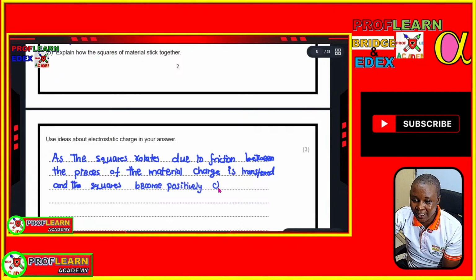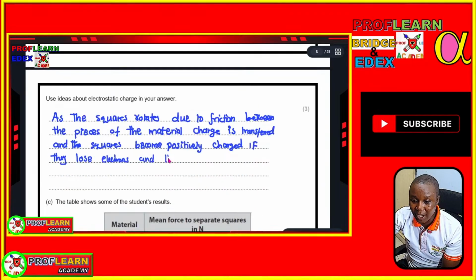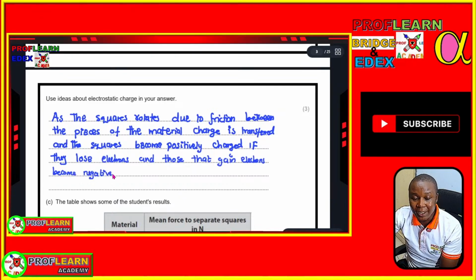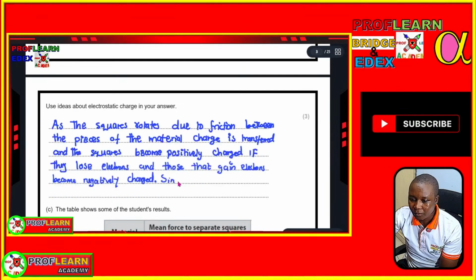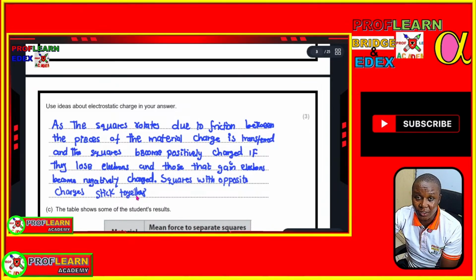So we need to understand that as the squares rotate, due to friction, charge is going to be transferred. A material becomes positively charged when it loses electrons, and it becomes negatively charged when it gains electrons. You need to understand how materials charge. They charge due to friction, and when charge is transferred, only electrons are transferred, because protons are never transferred.